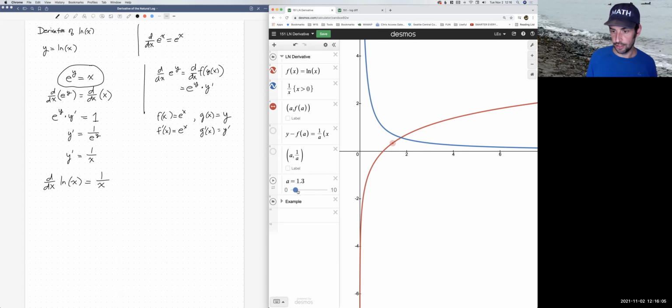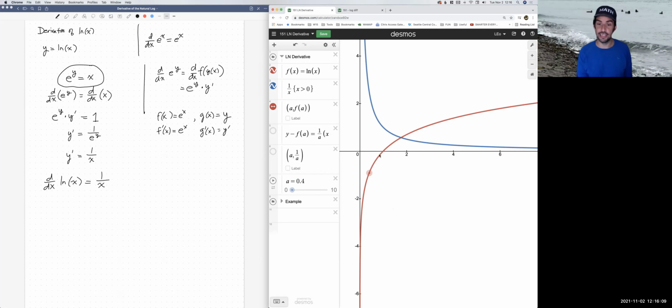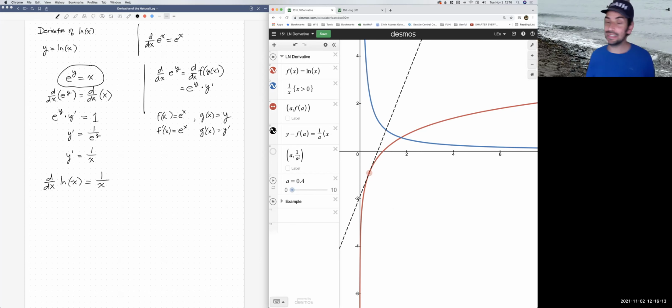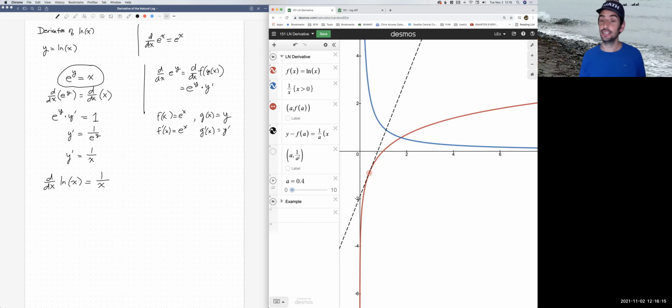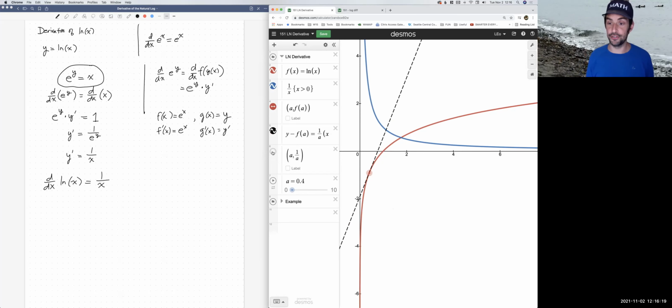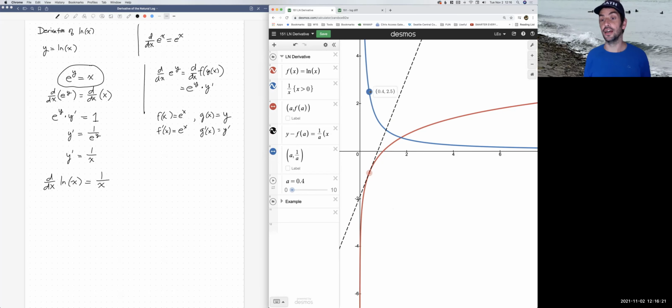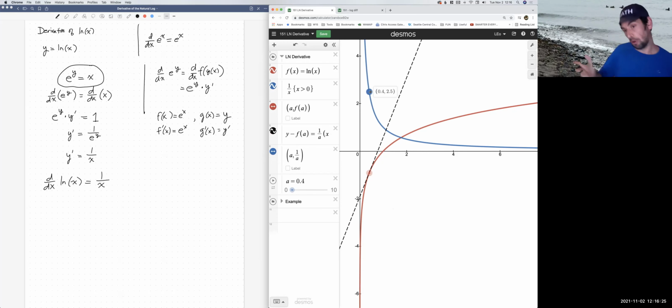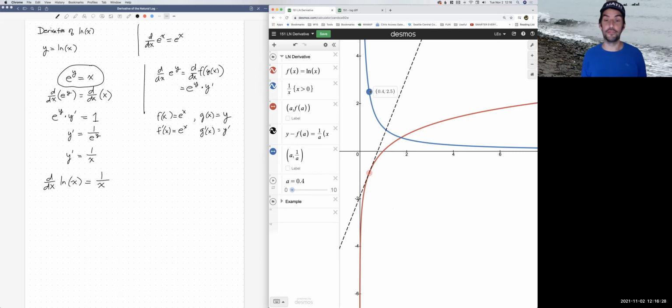Here's a point. If I want the tangent line to that point, let's look at a picture of it. It's a pretty steep tangent line, pretty positive. So it should be a large positive number, right? And we see that the value of 1 over x there is a relatively large slope of 2.